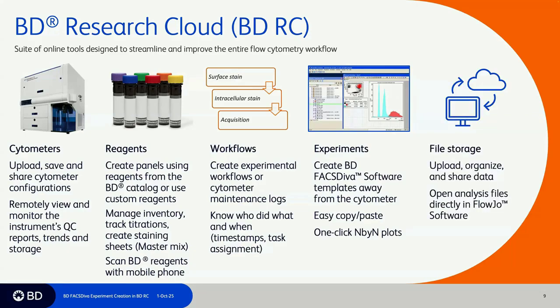And finally, there's a file storage component of BD Research Cloud to upload, organize, and share your data. So you can upload your FCS files directly to BD Research Cloud, and FlowJo version 10 can connect to these files, download them to your workstation, and you can save your most recent version of FlowJo Workspace into the cloud and access it from any computer. This is nice, especially if you're working collaboratively on the same workspace. So you're always working off the latest one without having to manually copy and paste that version.